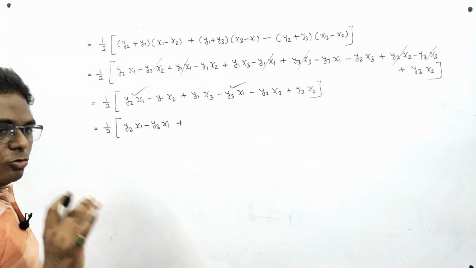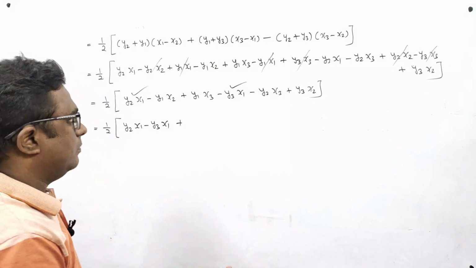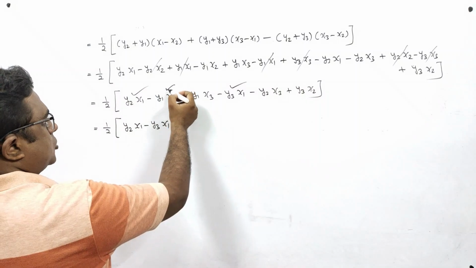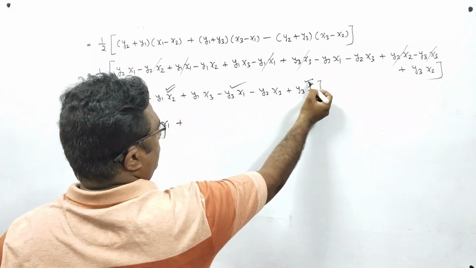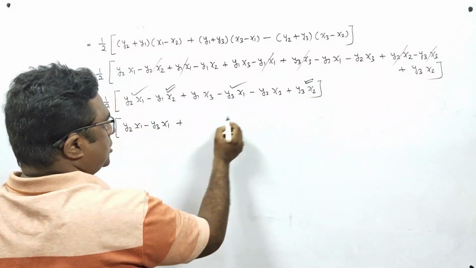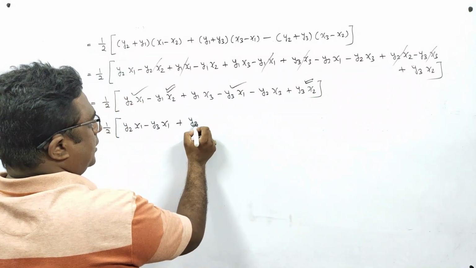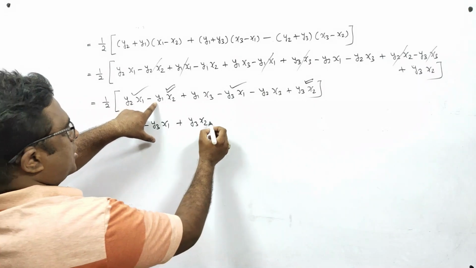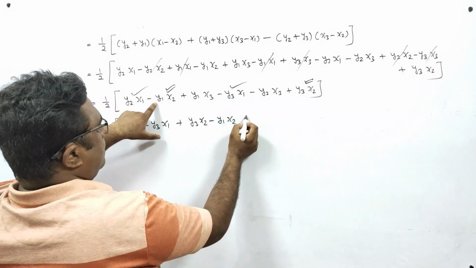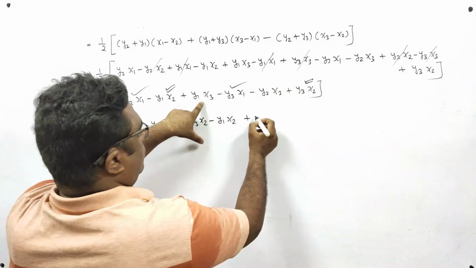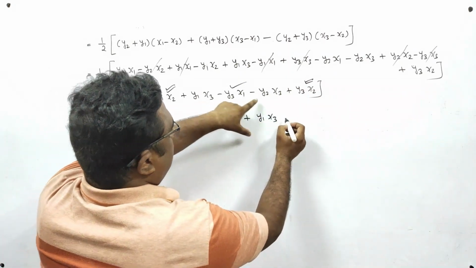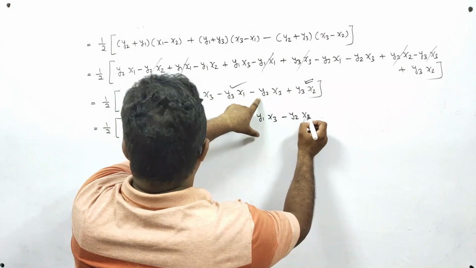After that, I will take those terms which have x2 with them. So first I am copying y3 x2 and then I am copying minus y1 x2. And finally I will take those terms which have x3. So y1 x3 minus y2 x3.